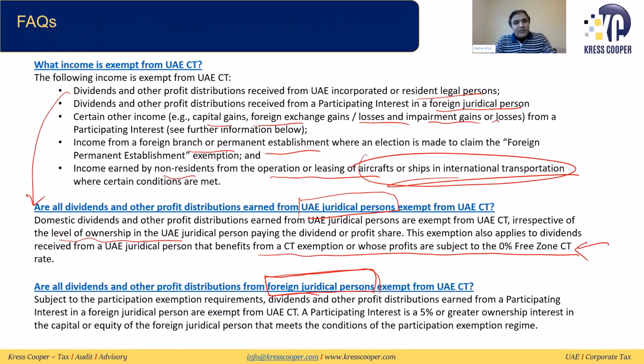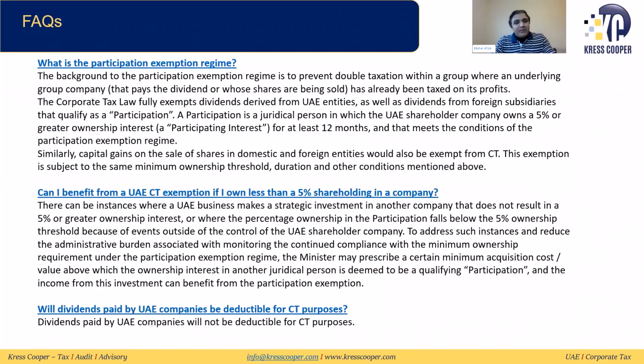So we have discussed question number 3 as well. What is the participation exemption regime? The same thing that we discussed earlier. If you want, we can read it quickly. The background of the participation exemption regime is to prevent double taxation within a group where an underlying group company paying the dividend or transferring shares has already been taxed on its profit. The corporate tax law exempts dividends derived from UAE entities as well as dividends from foreign subsidiaries that qualify as a participation. A participation is a juridical person in which the UAE shareholder owns at least 5% or greater ownership interest.